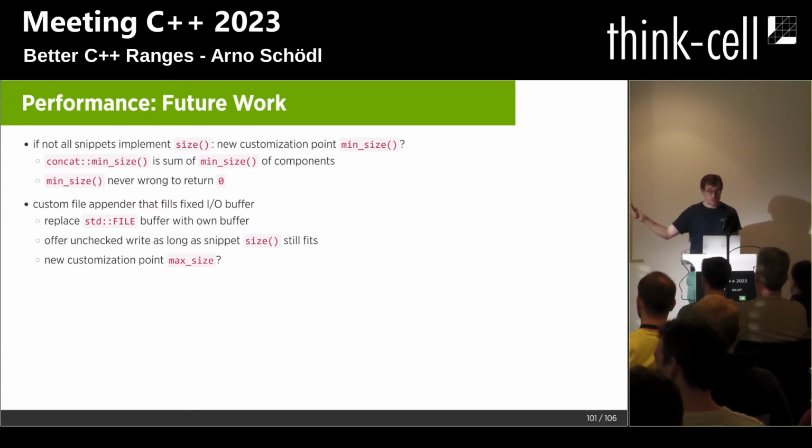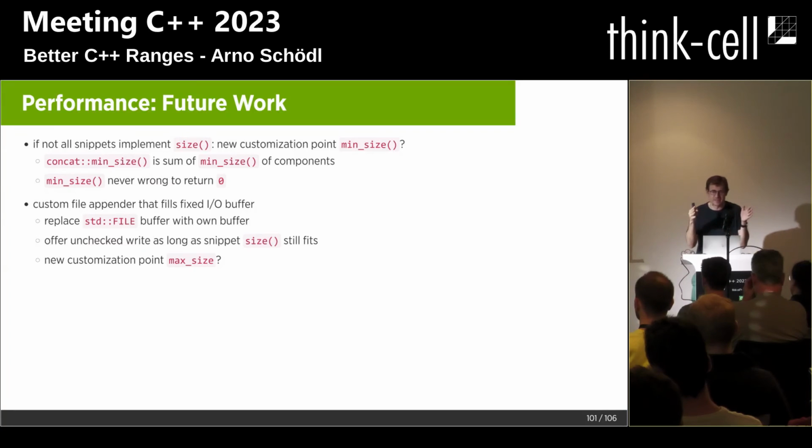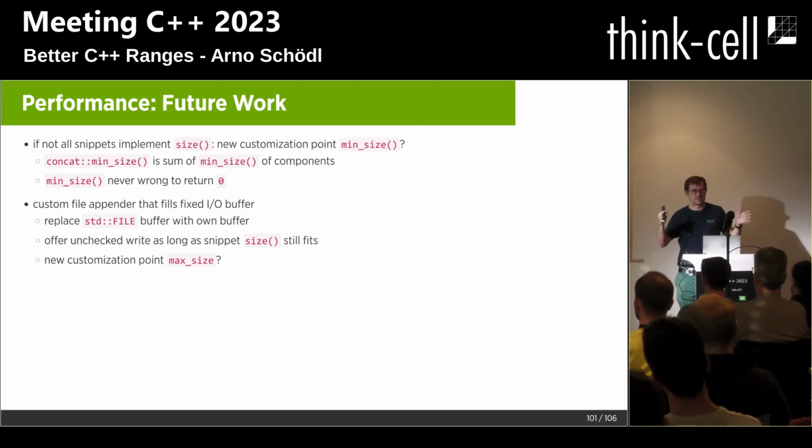All right, you can do more. For example, if you don't have a size, but you know a minimum size, then you could say, well, I know roughly how to allocate. Not exactly, but I know it's at least 100, so I can already allocate 100. And I don't start with 1, 2, 4, 8, and so on.